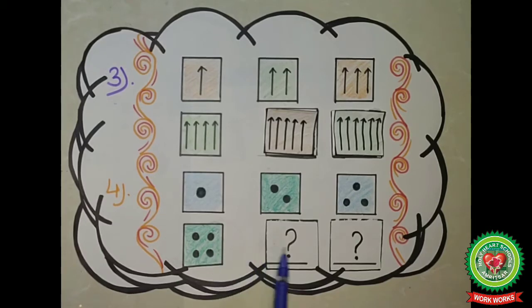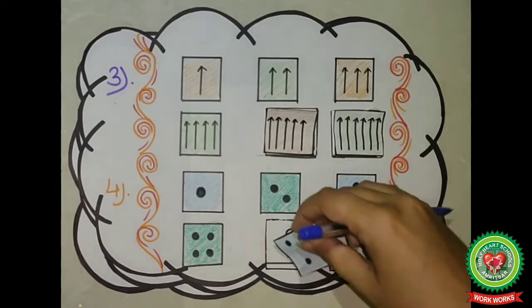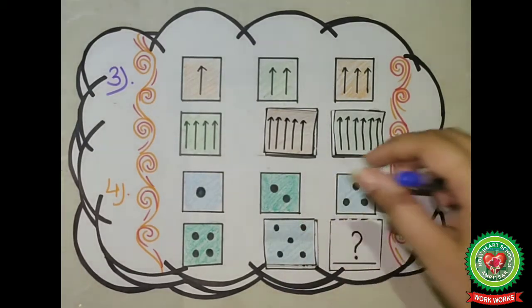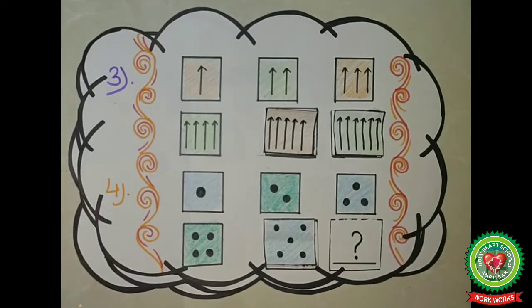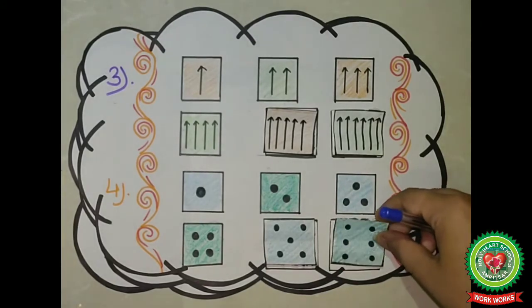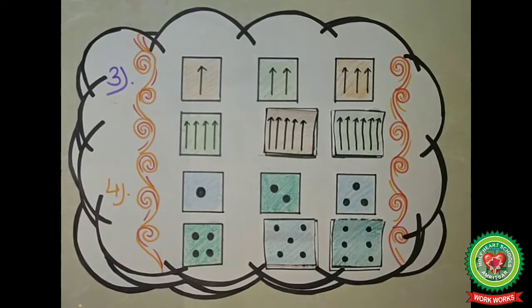Now students, you have to tell me how many dots should be there. There should be 5 dots. In the next, there should be 6 dots. So students, both are examples of growing patterns.